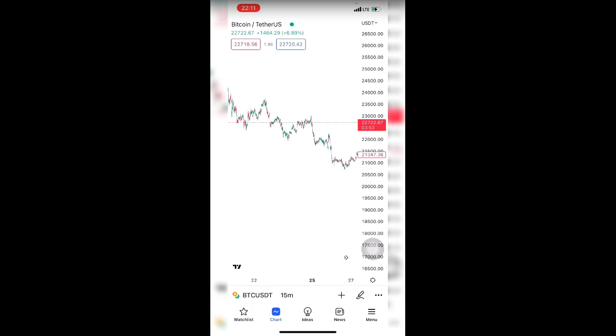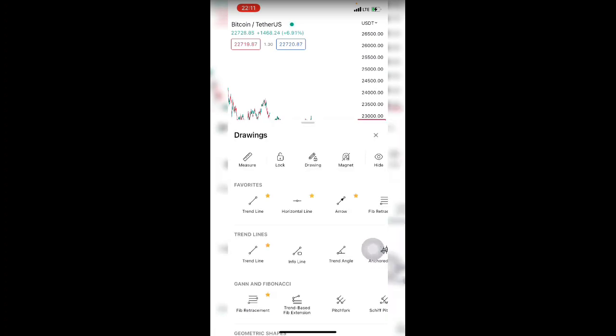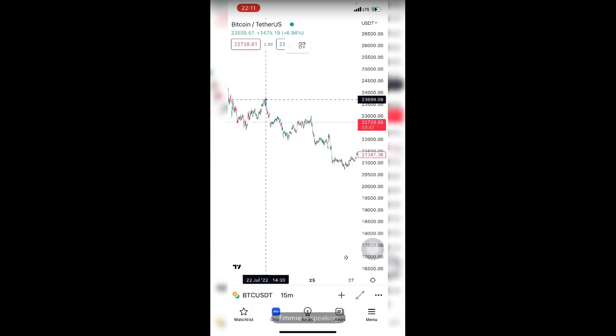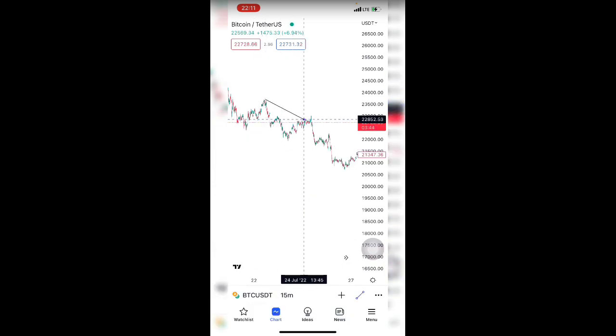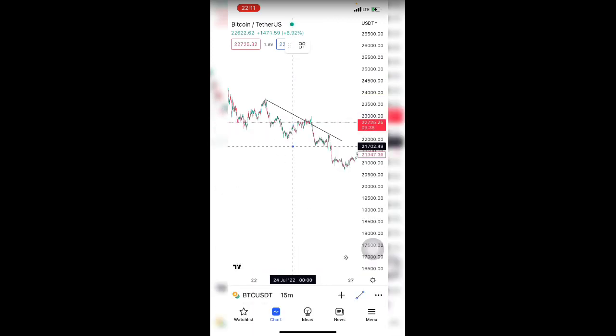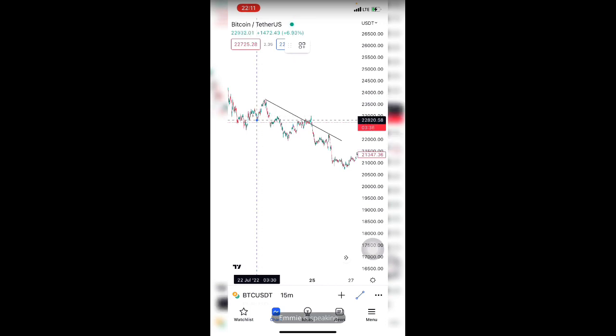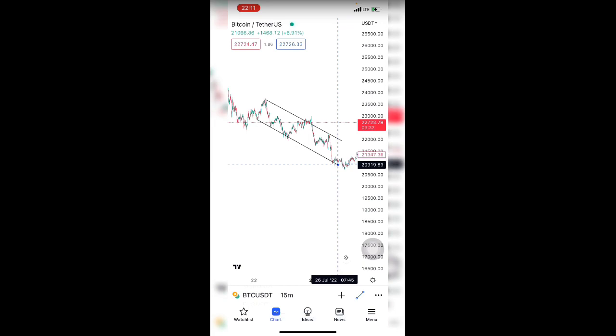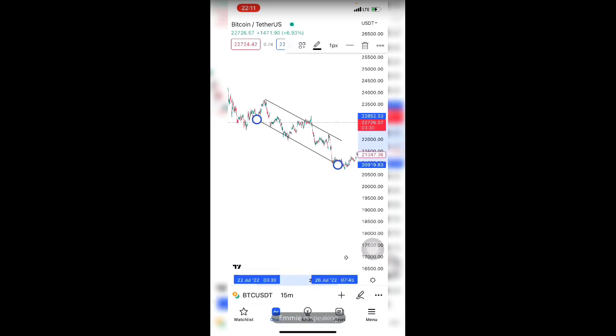Some people use all these channel concepts. They will draw a channel, your resistance, and they will carry it again. They will draw support. So they are considering only the downtrend. Once the price gets there, they will sell. Once the price gets back to support, they will buy. So they will be making their own profit like that.